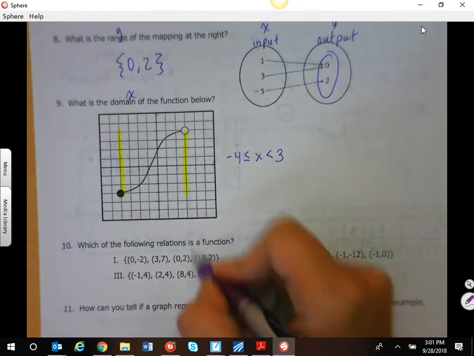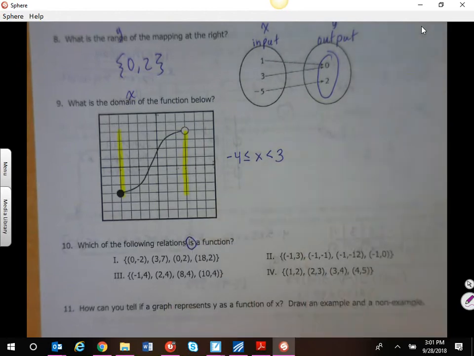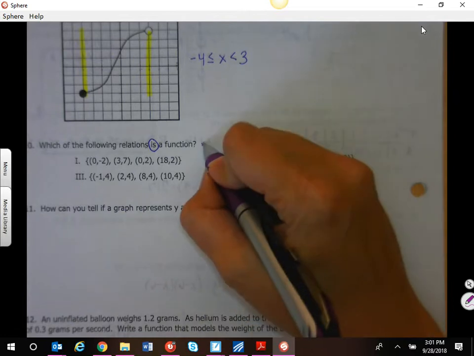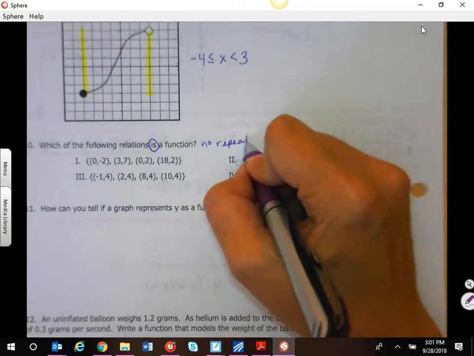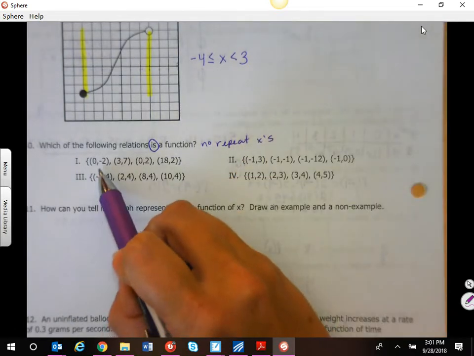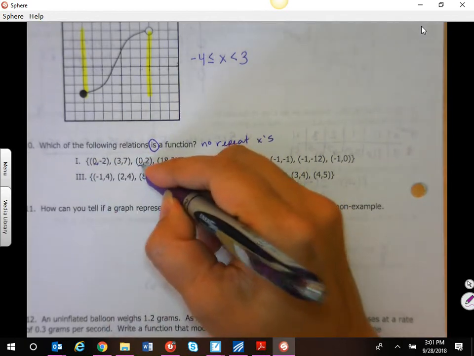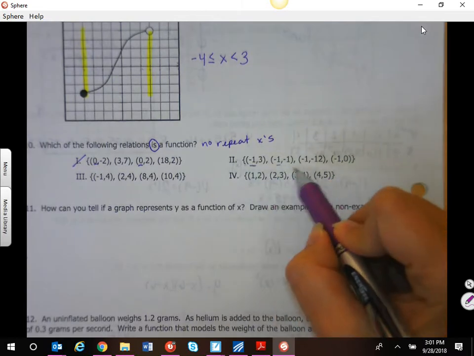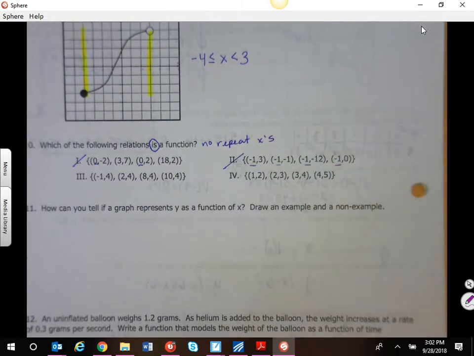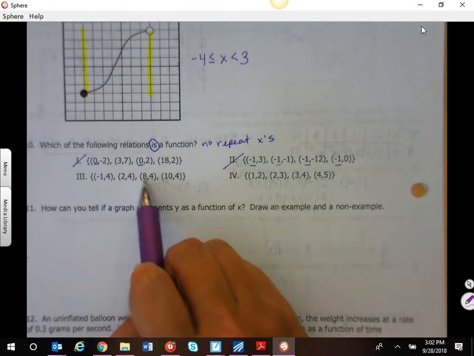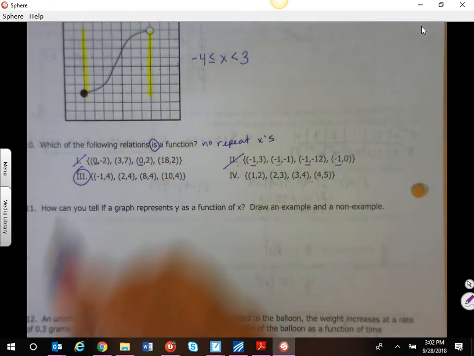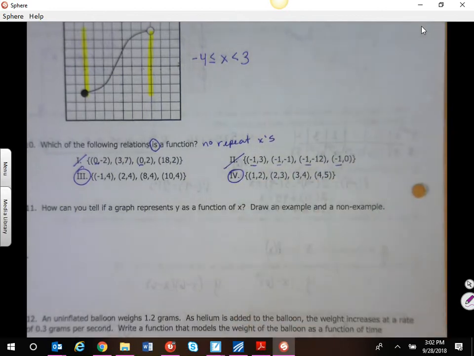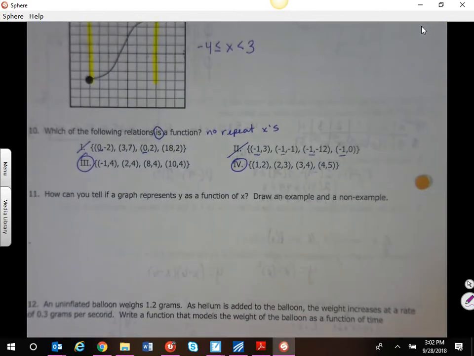Which of the following is a function? So again, at the front, we talked about what a function was. We are looking for no repeat x's when we do this. Well, those repeat, so that is not a function. All of these are repeating. This is not a function. -1, 2, 8, and 10, that is a function because there are no repeats. 1, 2, 3, and 4. So in this case, 3 and 4 are functions.